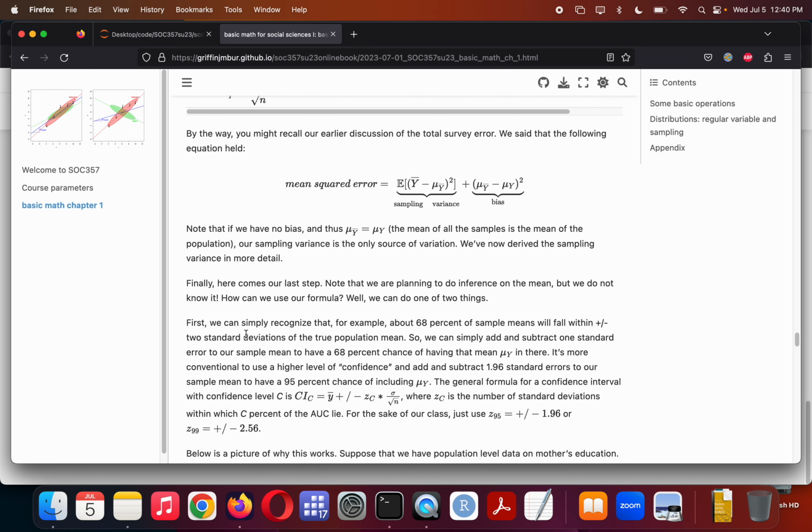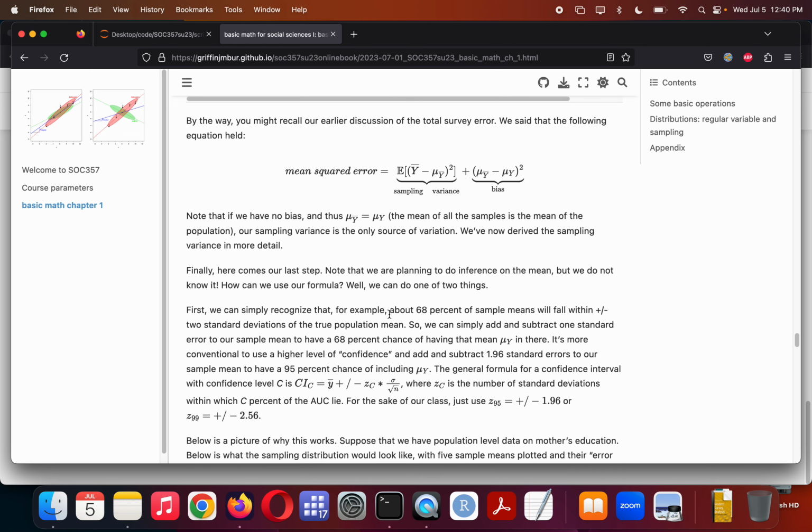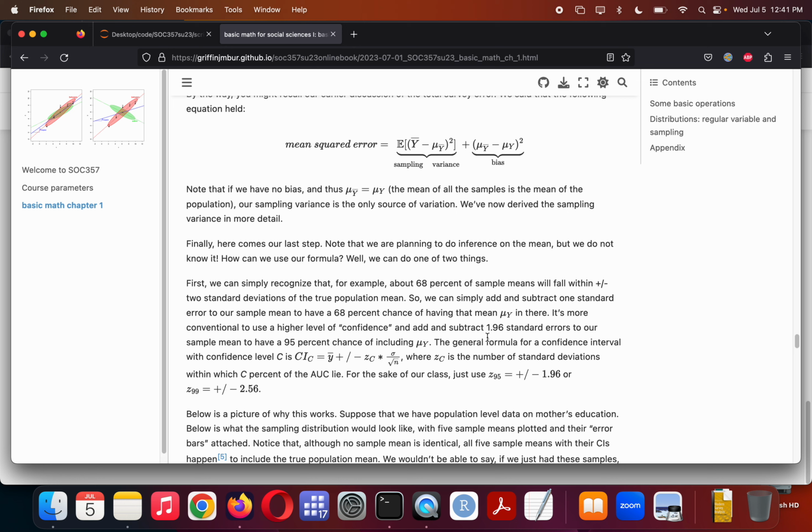First, we can simply recognize that about 68% of sample means will fall within plus or minus 2 standard deviations, sorry, that should be 1, of the true population mean. I'll fix that. So we could simply add and subtract 1 standard error, or the standard deviation of a sampling distribution, to our sample mean to have a 68% chance of having that true mean mu y in there. It's a little more conventional to have a higher level of confidence and add and subtract 1.96 standard errors to our sample mean to have a 95% chance of including mu y.